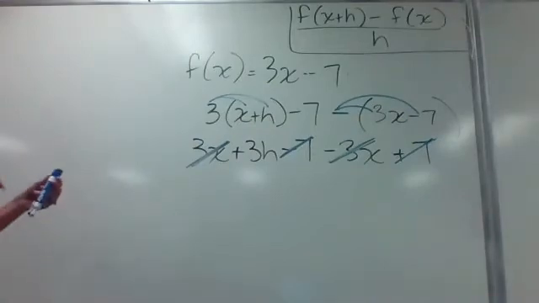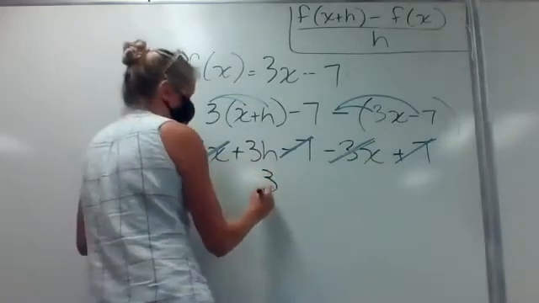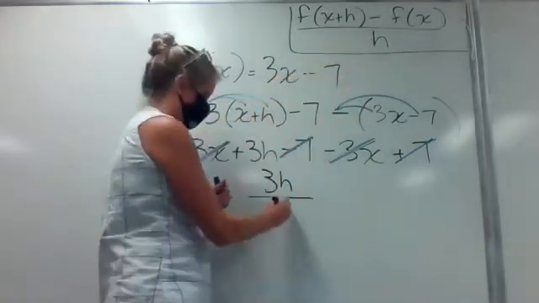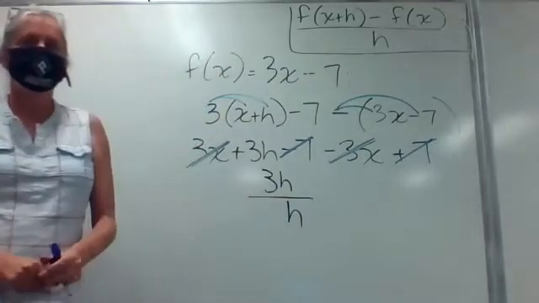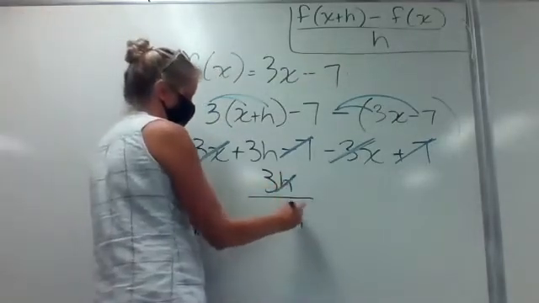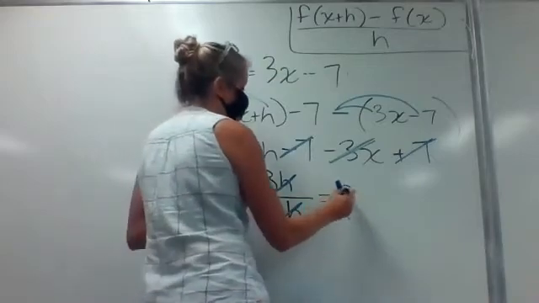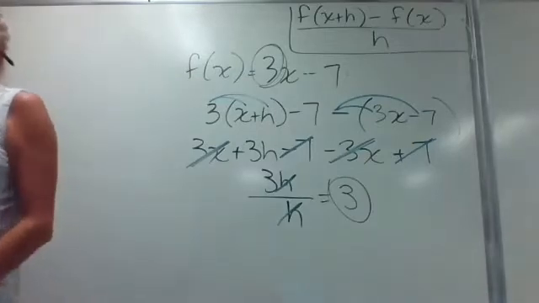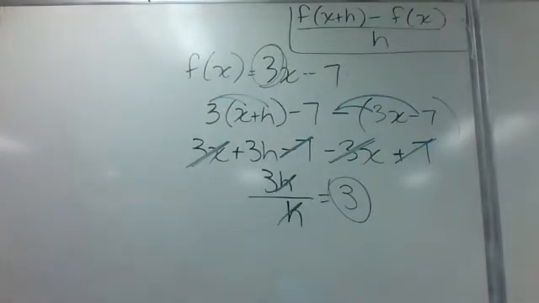So what's the only thing that's left in the numerator? 3h. Now, what's your denominator of the difference quotient? H. What happens to the h over h? They cancel. So again, what did we know that it was going to end up being? 3. But we need that practice for when x has become squared and cubed.